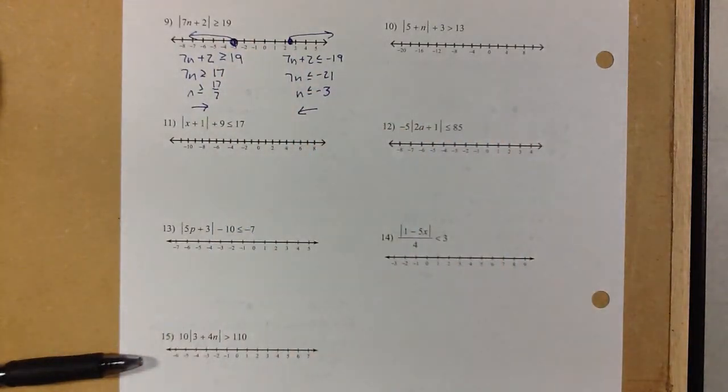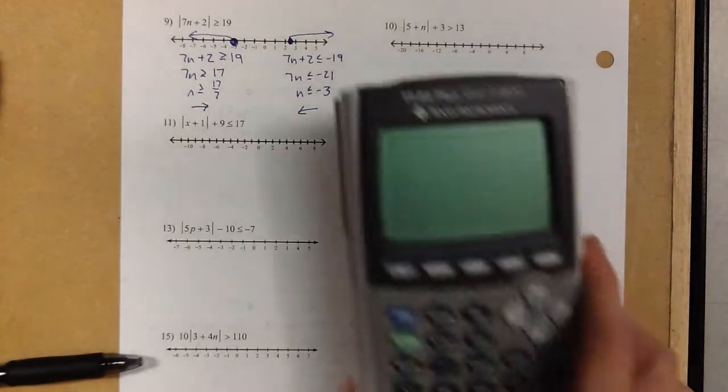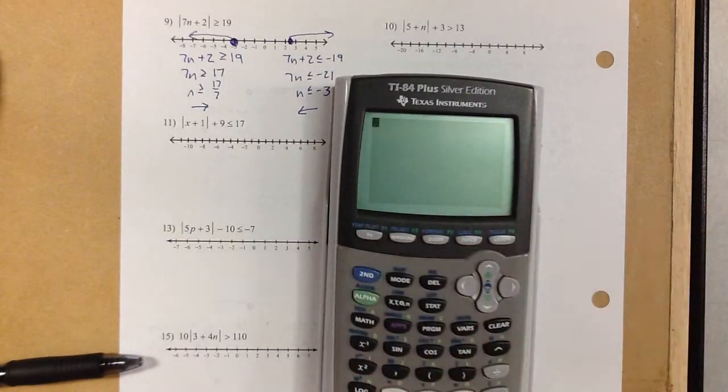Okay, so here's what we're going to do. We're going to look at some stuff in the calculator real quick. So I'm going to do 9 and 10. I'm not going to use the whole equation. We're just going to use part of it.